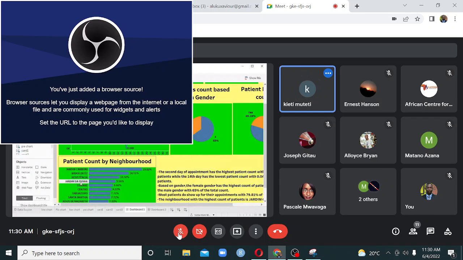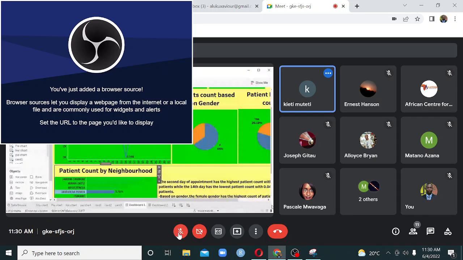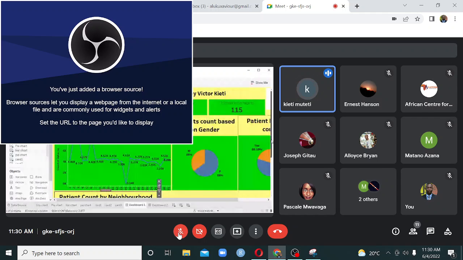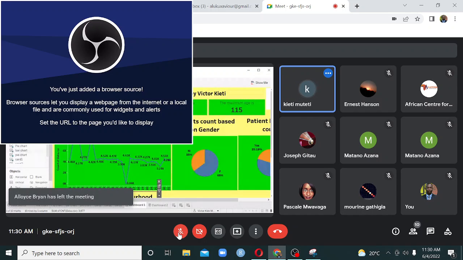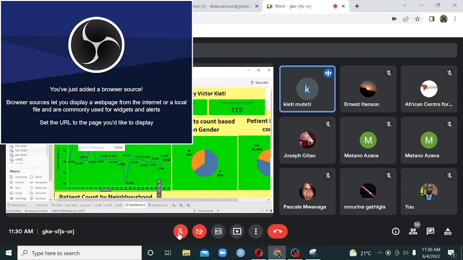I structured cards that show the minimum age, the average age, and the maximum age. I found out the minimum age is -1, which is an outlier. The average age is 37. The maximum age is 115. On the appointment day, day number 2 has the highest count of patients, while day number 14 has the lowest.